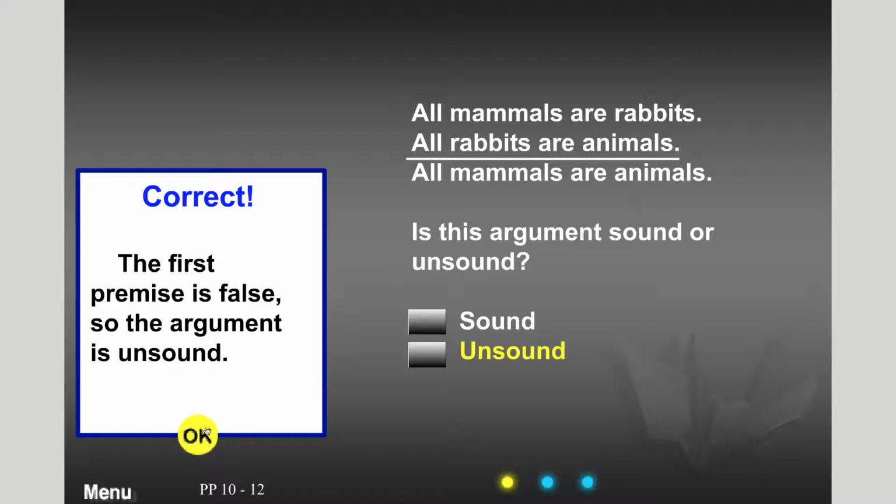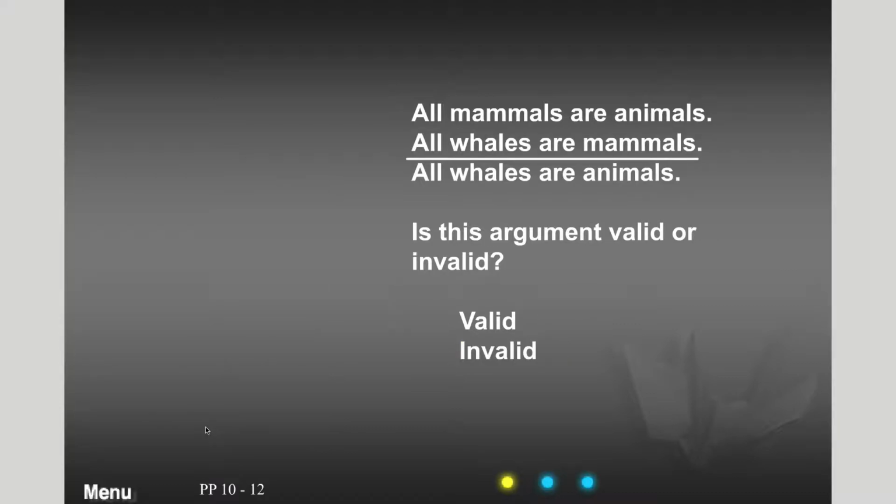So the argument is unsound. It is a valid but unsound argument. So all mammals are animals. Let's do another problem. All whales are mammals. Therefore, all whales are animals.